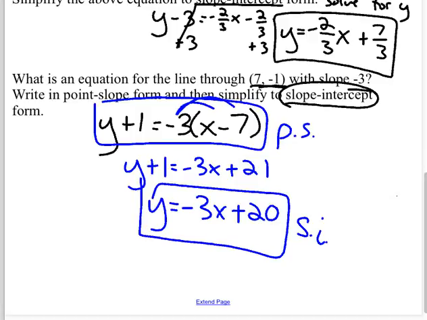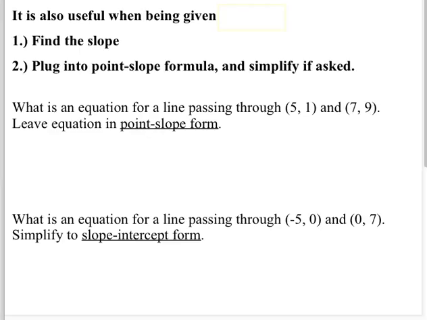So let's look at the other situation, okay? So it's also helpful when given 2 points. When you're given 2 points, though, there's one additional step, all right? That additional step is finding the slope, and then you can use point-slope form, okay? So here I'm given 2 points, so I'm going to find the slope between them, okay? Because as point-slope form implies, I need slope.